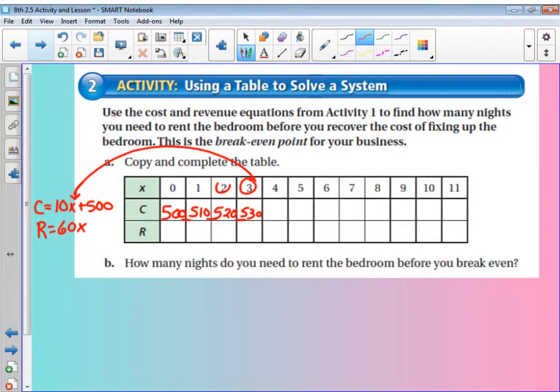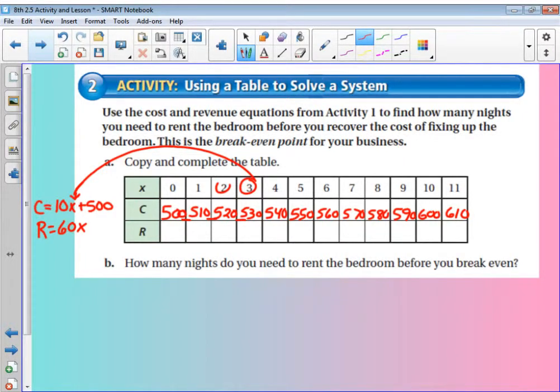So 530 add 10 would be 540, 10 more, 550, 560, 570, 580, 590, 600, 610. And we could continue that forever, okay? But we're gonna go ahead and stop there.